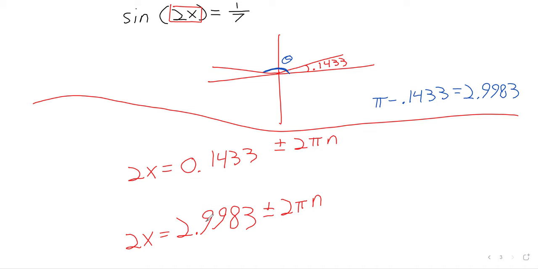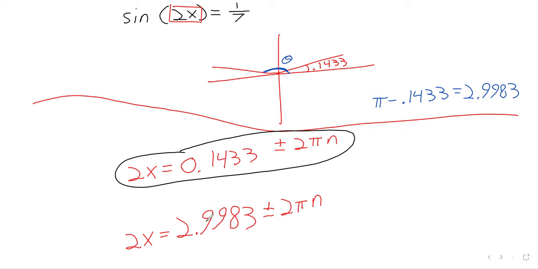So let's take these one by one. We haven't found x yet. We've solved for 2x. But you can probably imagine what our next step is going to be. Now, having put you on the spot like that, what is our next step going to be? Would you subtract 0.14? Or no, would you divide 2x to get x by itself? Yes.